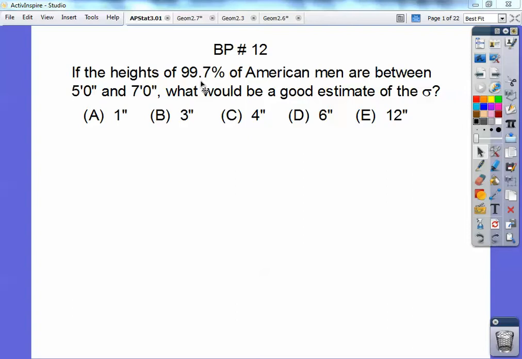So three standard deviations to the left and three standard deviations to the right gives me a total of 6 standard deviations. That's going to span from 5 feet to 7 feet, which is 24 inches, since these are all in inches. So I take 24 and divide it by 6 of those standard deviations, and I get each one to be about 4. All right, choice C.